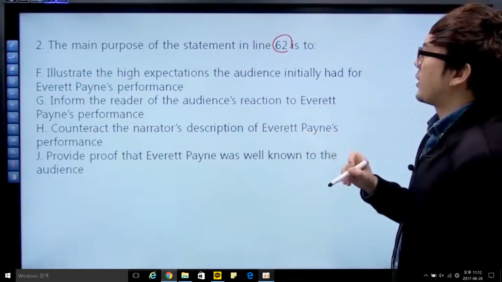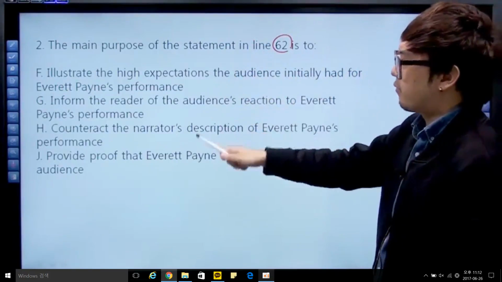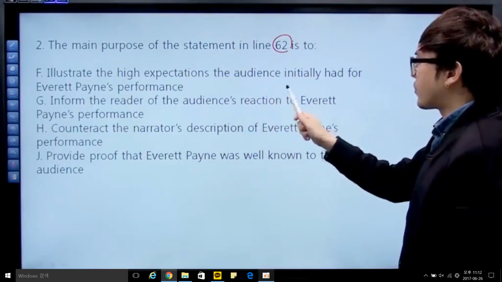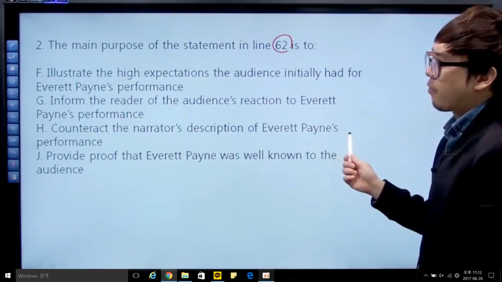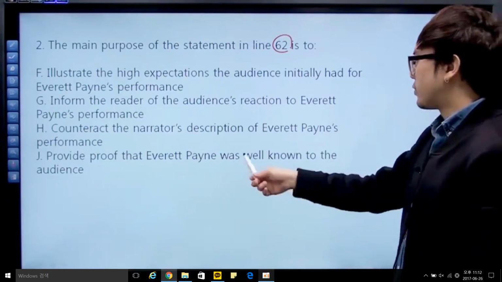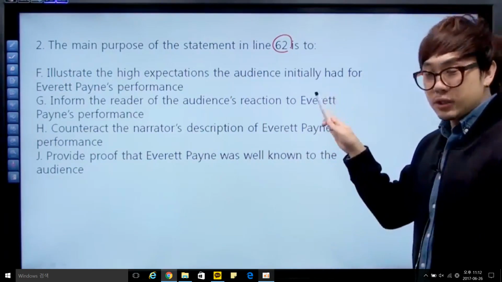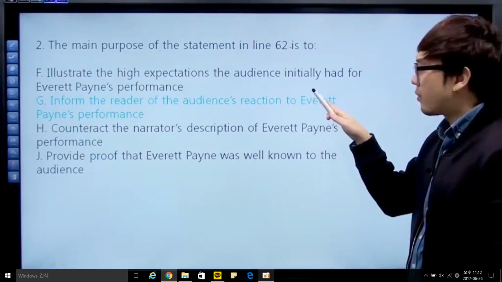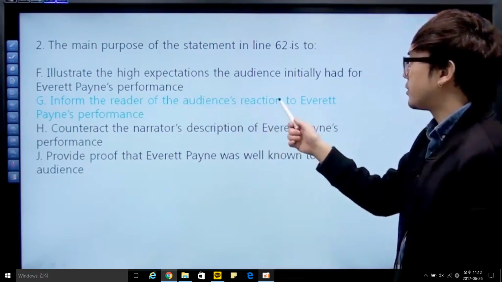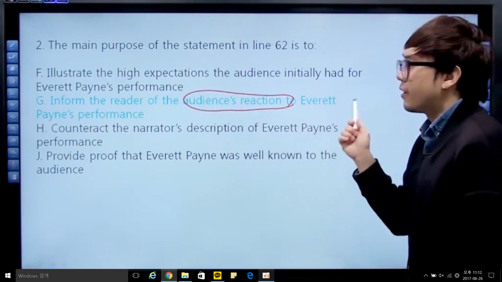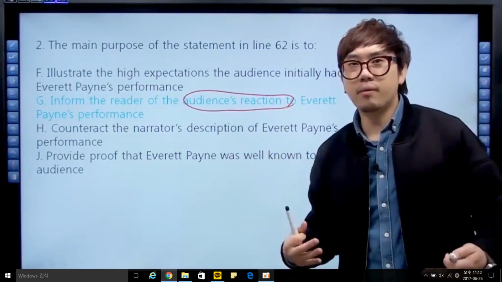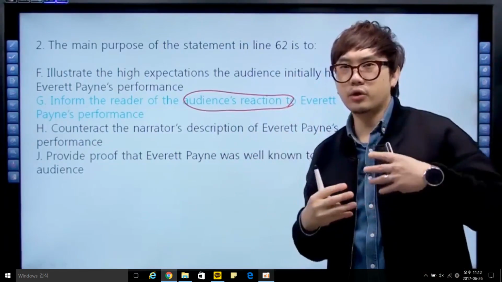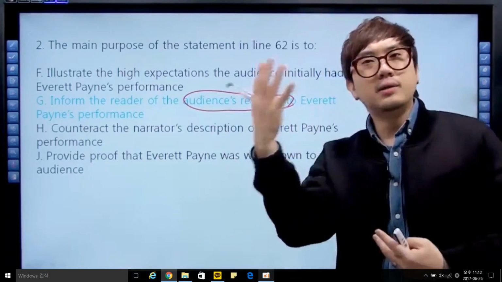Illustrate the high expectation the audience initially had for Everett Payne's performances, inform the reader of the audience's reaction to Everett Payne's performance, counteract the narrator's description of Everett Payne's performance, provide proof that Everett Payne was well known to the audience. You see the answer right here, right? The answer is G, right there. Because inform the reader of the audience's reaction. That was a reaction to Everett Payne's performance. They were in awe. They were all holding their breath because it was like a roller coaster ride, joyous roller coaster ride. Sometimes terrifying, sometimes very good, right?